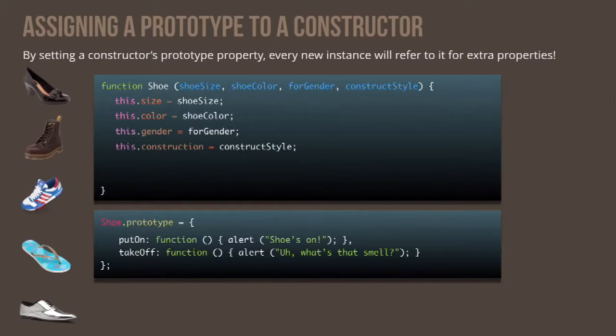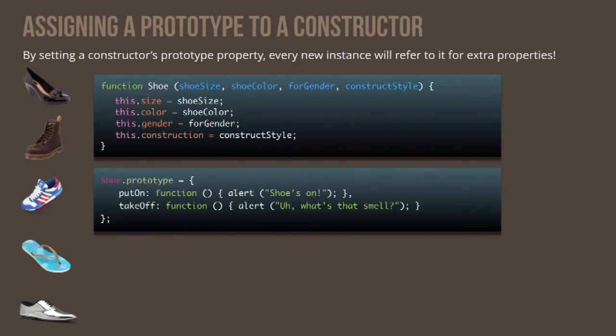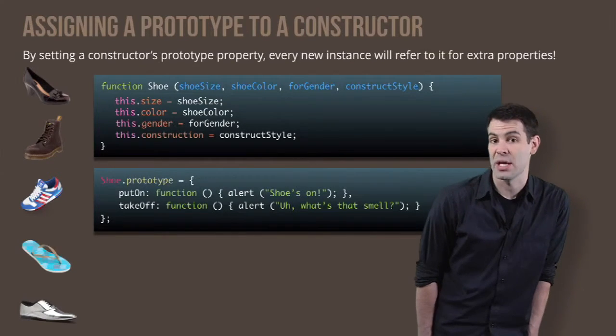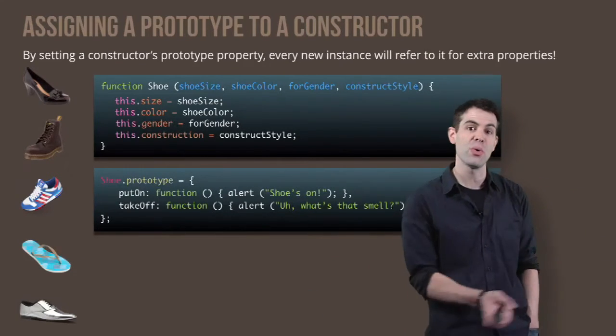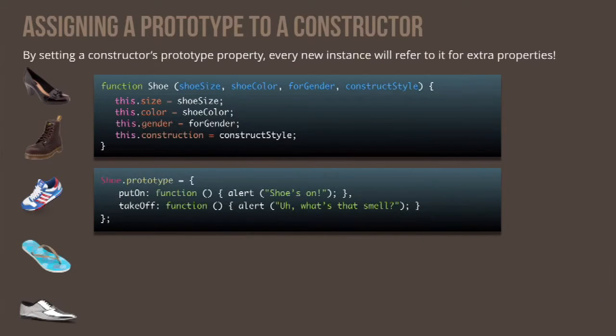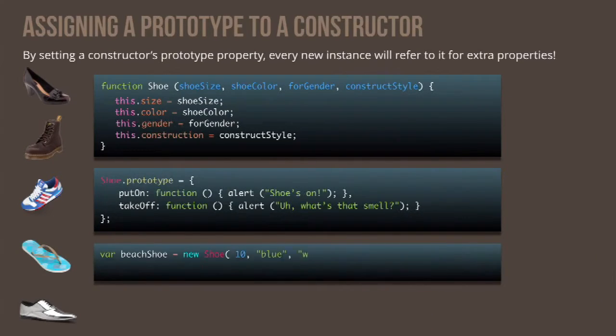Notice now that our shoe constructor gets considerably smaller, and that means that every object we instantiate, every shoe we make, will also be smaller. That saves a lot of data, especially if you're running a shoe store, right? By putting both of those functions in the shoe prototype, we force every shoe object to inherit those functions when it needs them. So let's come back to our beachshoe variable.